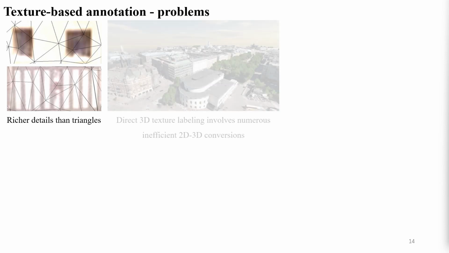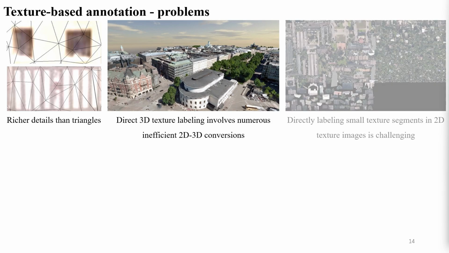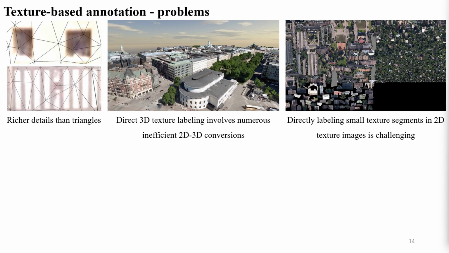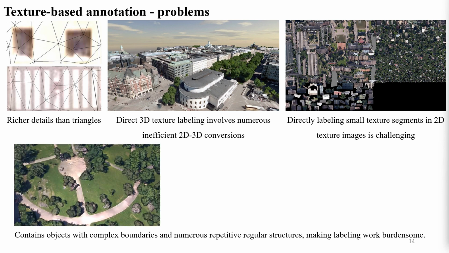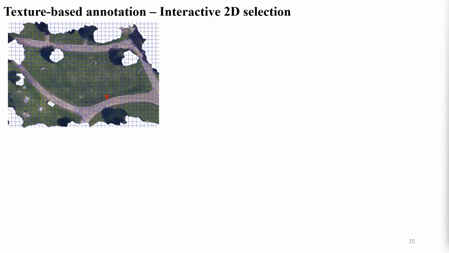Texture-based annotation captures more details than just triangles. However, directly labeling 3D textures involves many inefficient 2D-3D conversions. Labeling small texture segments in 2D texture images is tough, especially since objects we need to annotate often have complex boundaries and lots of repetitive structures, making the labeling work burdensome. We propose a mesh texture annotation strategy based on planar segments, allowing for flexible splitting and merging.